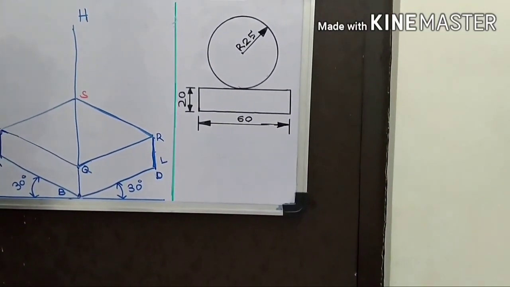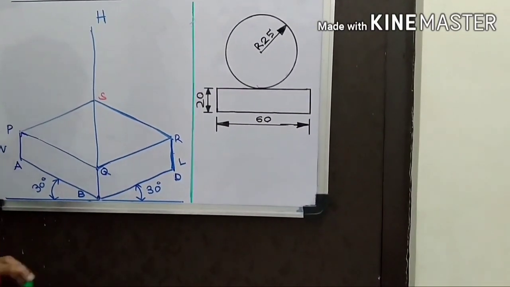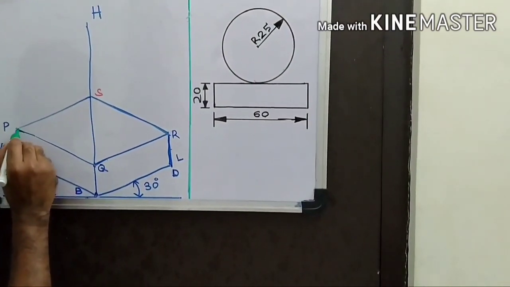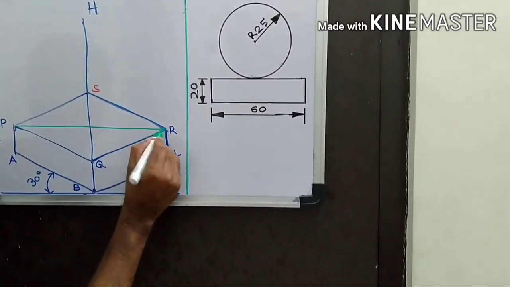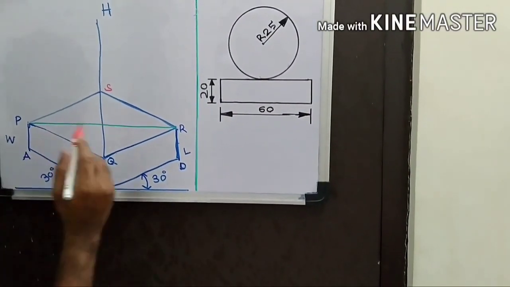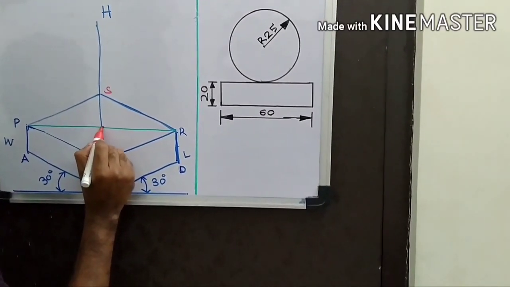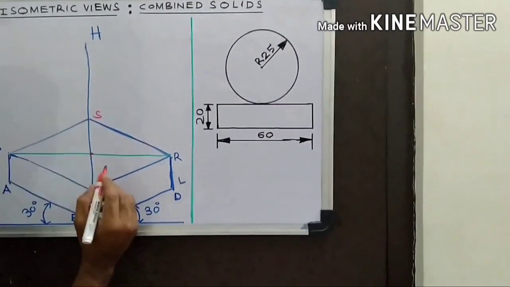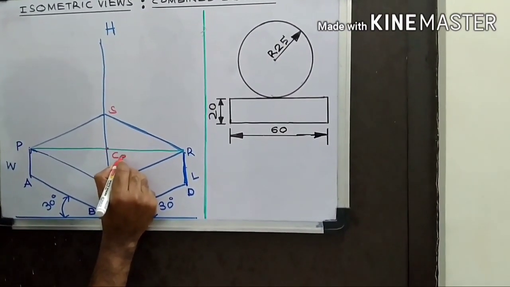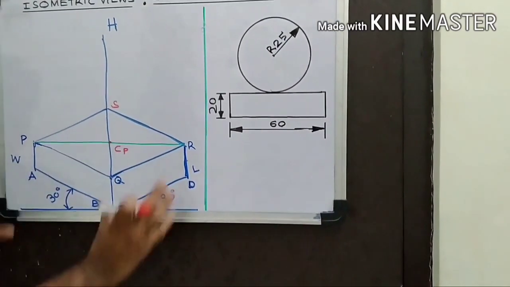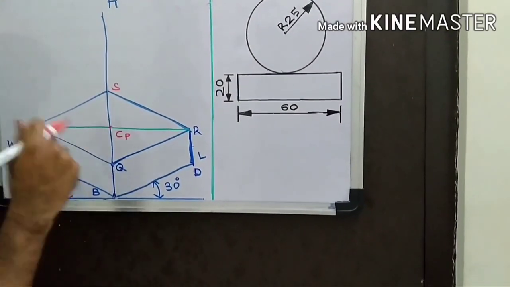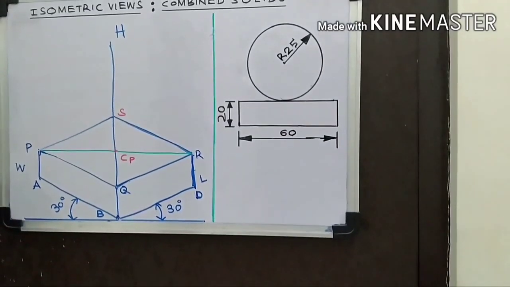Similarly, you have to draw a line between the points P and R. Now it becomes the center for the top portion of the square prism. This is the square prism, and this is going to be the center of its top portion.